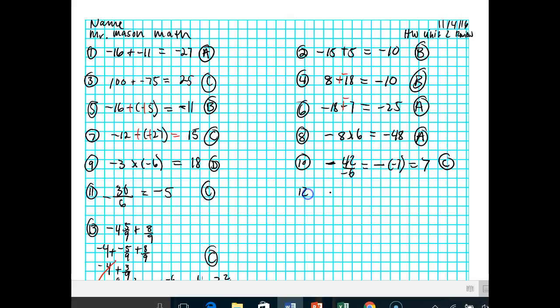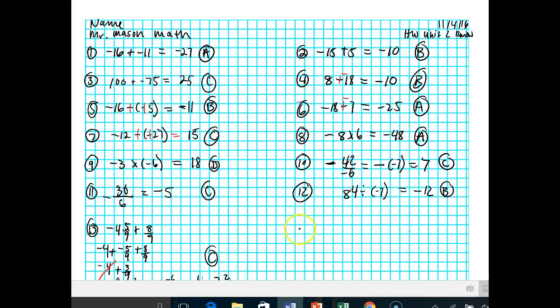12, you've got 84 divided by negative 7. Here's another one where they messed up and the answer choice is not here. The answer choice should be negative 12. They have 11 for some reason, so B, we'll call it, is your answer.